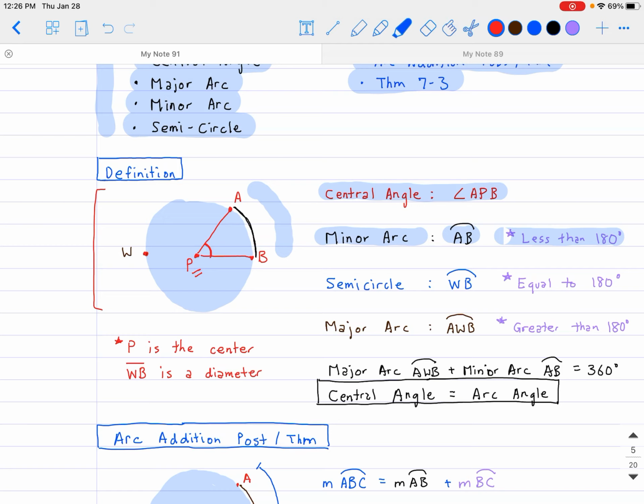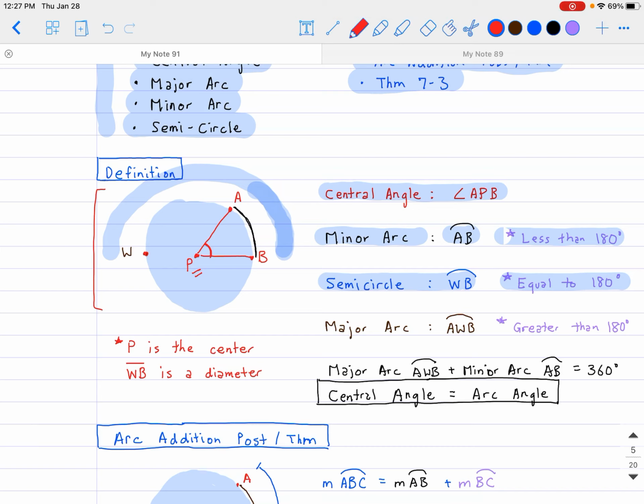Now, something called a semicircle is going to go from B all the way to W, and this is assuming that WB creates a diameter. So WB has to be a diameter in order for this to be a semicircle. The measurement of this semicircle is equal to 180 degrees, and once again, you can see how that is related to the central angle right there.